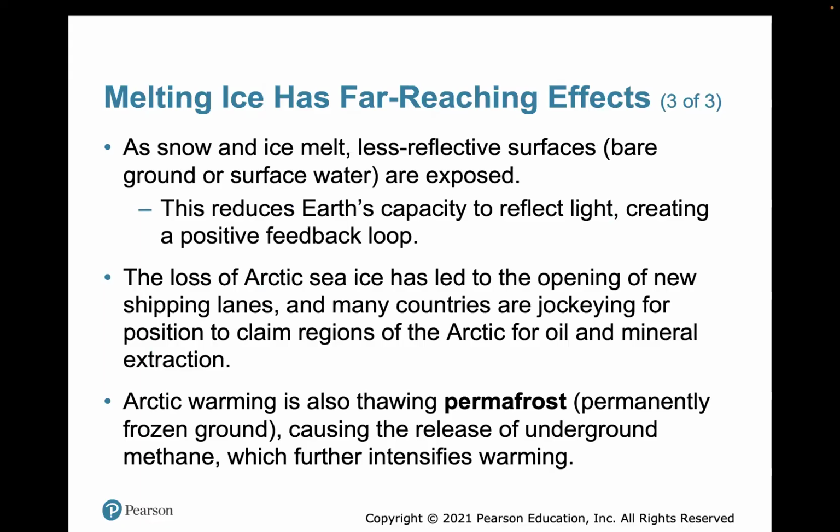As the sea ice is thinning, snow and ice melt, and less reflective surfaces, bare ground or surface water, are exposed. This reduces Earth's capacity to reflect light, creating a positive feedback loop. The loss of Arctic sea ice has led to the opening of new shipping lanes, and many countries are trying to take a position to claim regions of the Arctic for oil and mineral extraction.